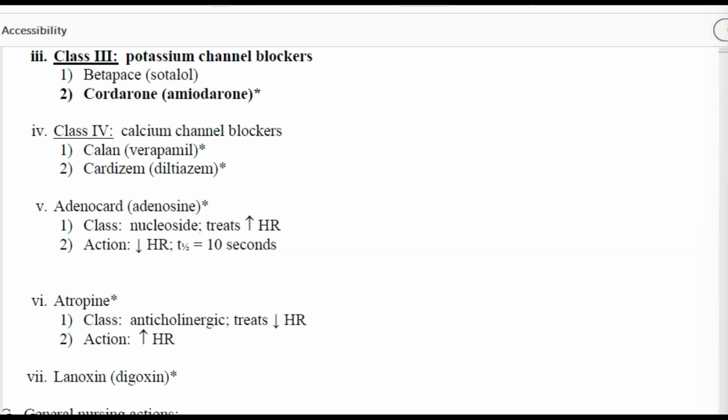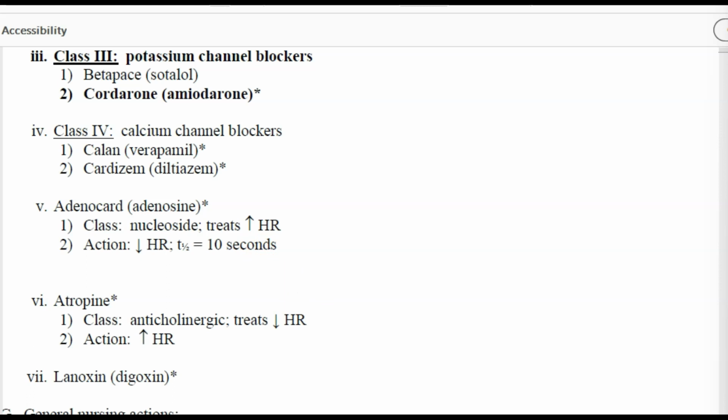Class 4 are the calcium channel blockers. One example is Calan or verapamil, and we also have Cardizem or diltiazem. Another common drug that's used for certain heart rhythms or dysrhythmias is Adenocard or adenosine. The class of adenosine is nucleoside, and it's used to treat increased heart rate, and mainly it's used to treat SVT or supraventricular tachycardia. The action of this medication is to basically decrease the heart rate. Now, this medication's half-life is actually 10 seconds. So it's so fast that with giving adenosine, you have to push it fast.